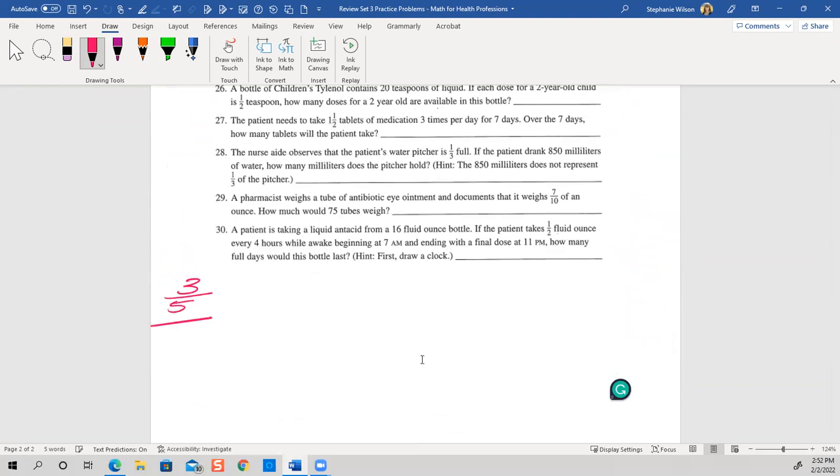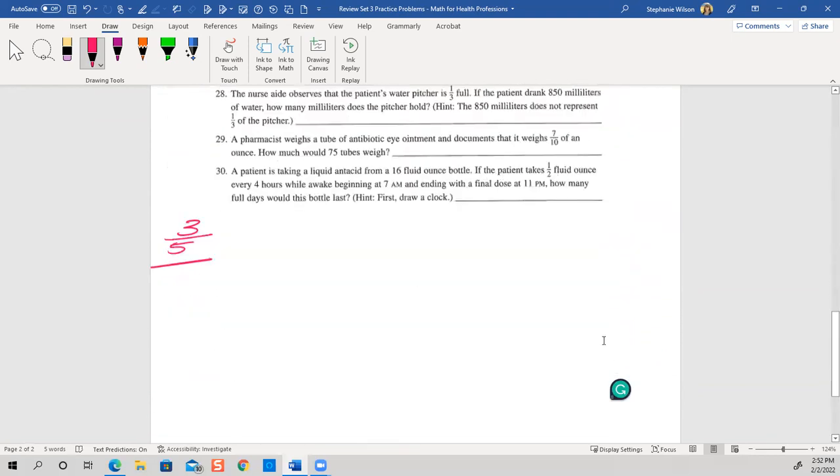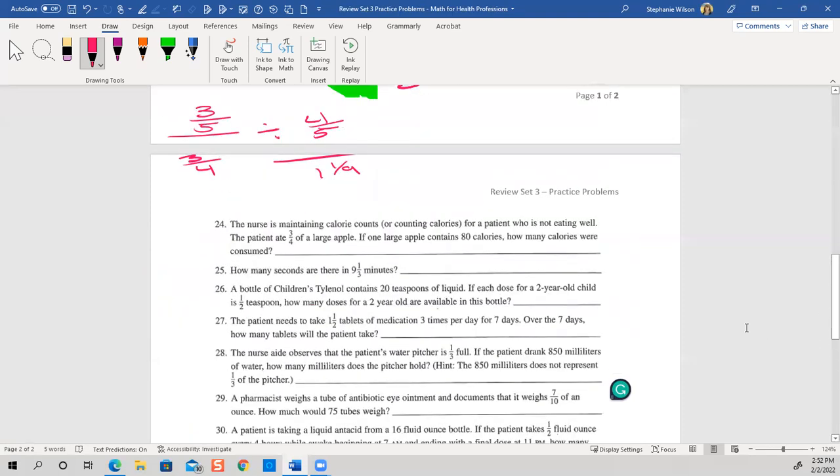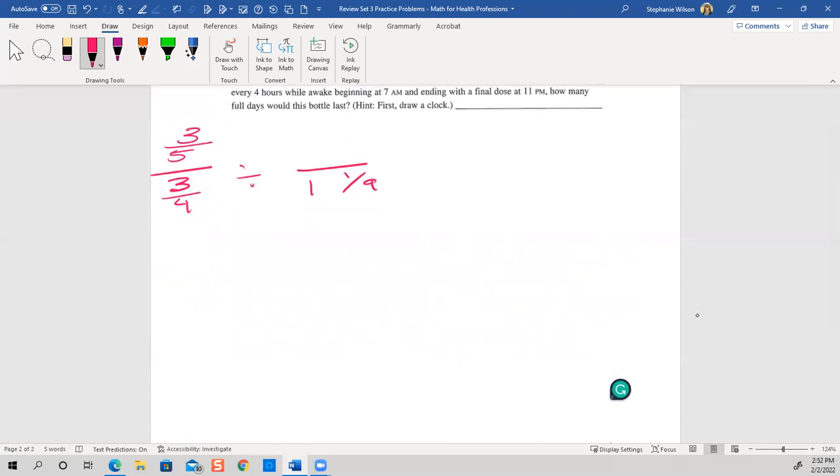3/5 divided by 3/4, all divided by 1 1/9. Let's see. 4/5. All right. So I just rewrote this. So this is a complex fraction. We have a fraction divided by a fraction, then divide it again by a fraction divided by a fraction.